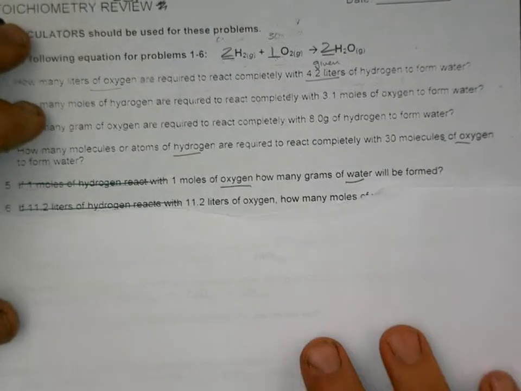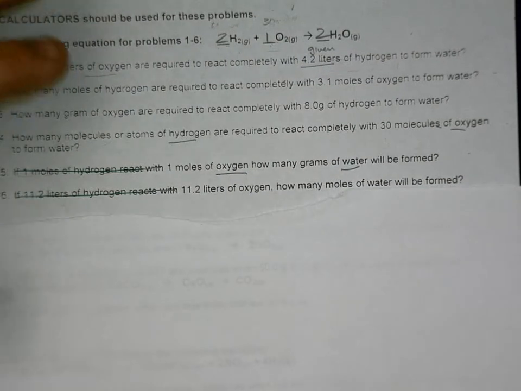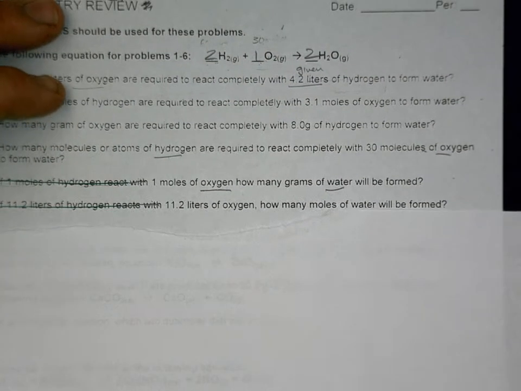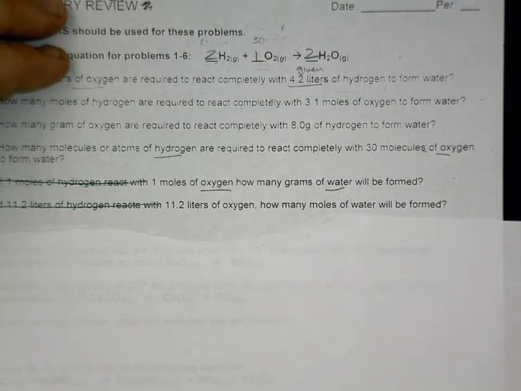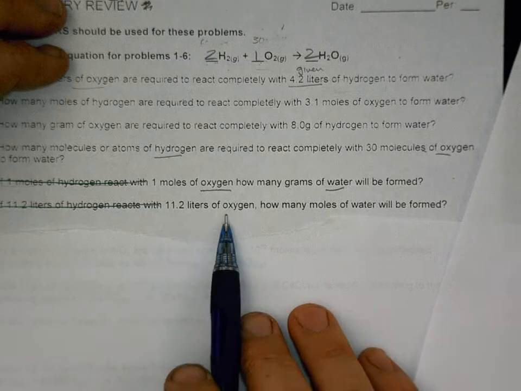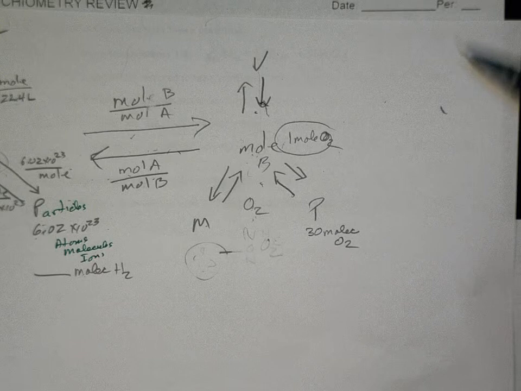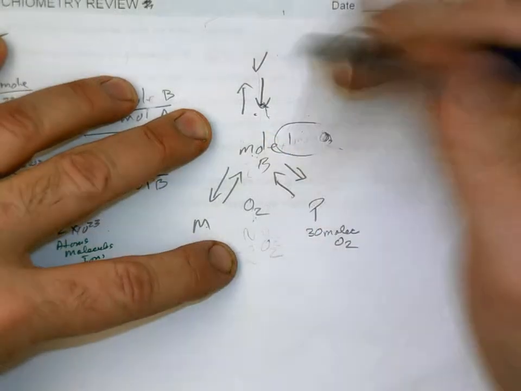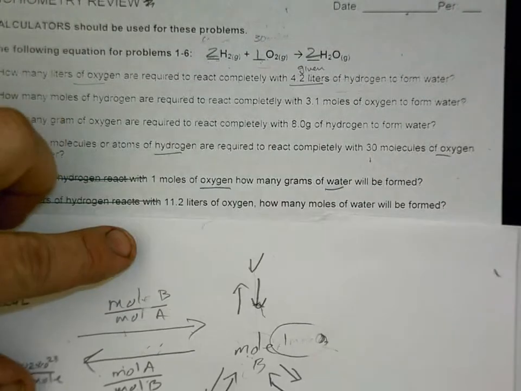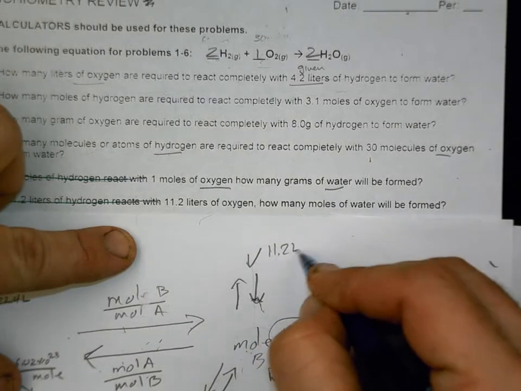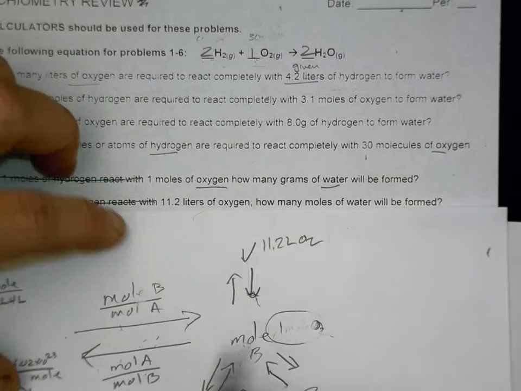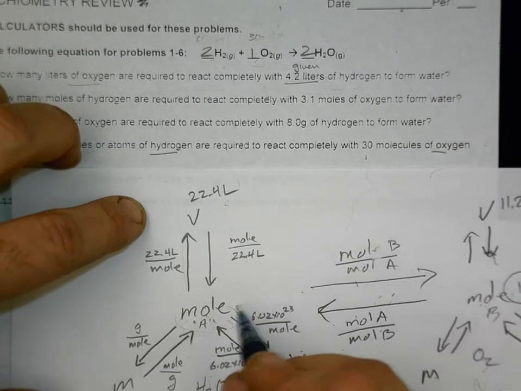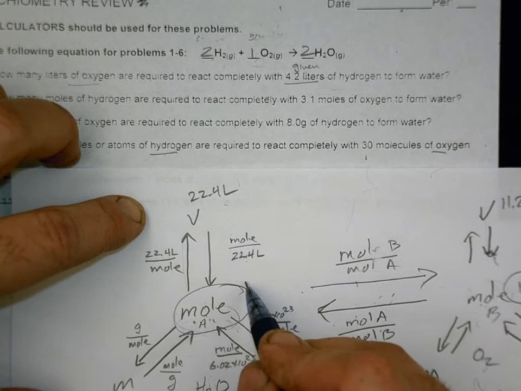Okay, I want to end with number 6 here. Number 6, we're given the volume of oxygen. How many moles of water? Okay, so given liters of oxygen. On this chart here, I still have O2 listed here. I'm given liters of oxygen, and in this case, we're given 11.2 liters of O2. This is my O2 side from before. And we're looking for moles of water. So we want to come over here.